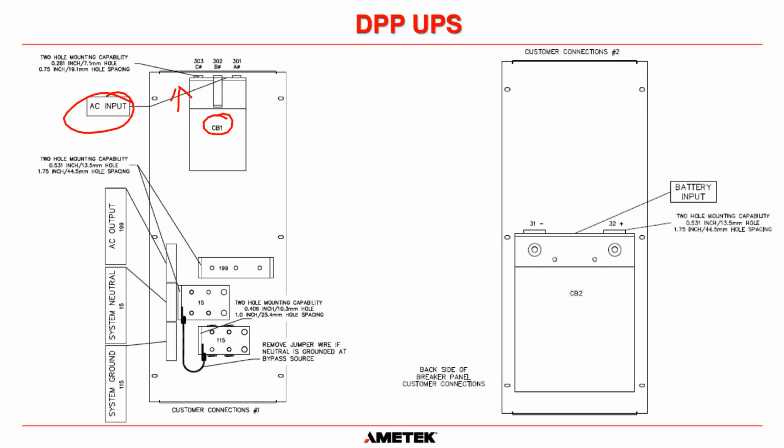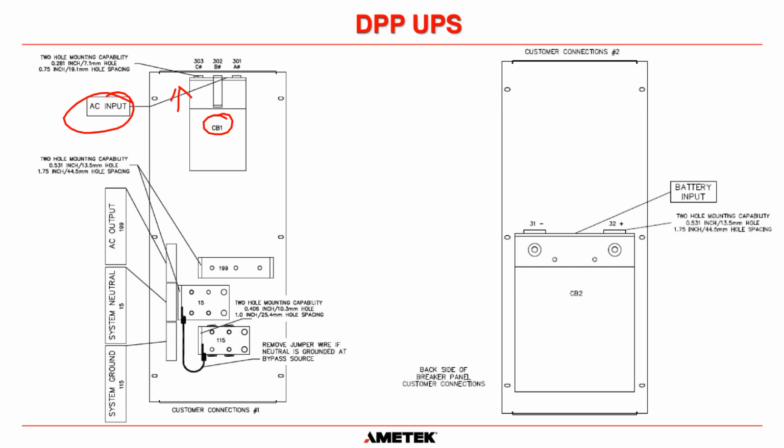You can see it. And once again, remember that there is no neutral connected. We only have 3 phases, A, B, and C phase. No neutral is connected at the UPS for the AC input. Okay.